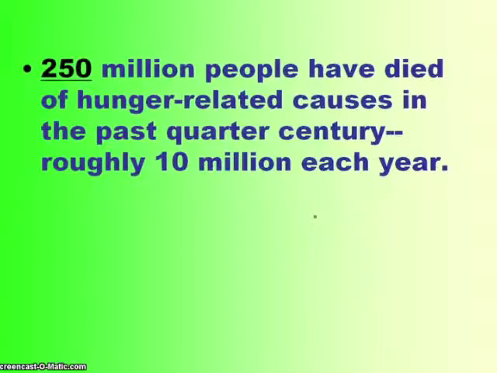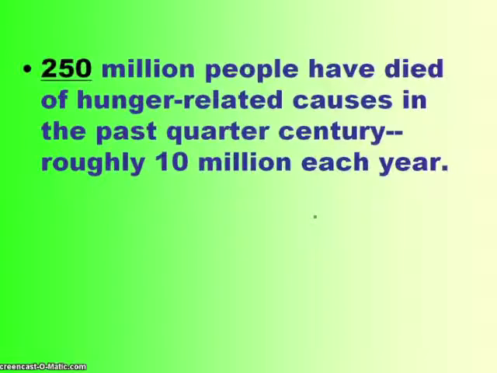Now, 250 million people have died of hunger-related causes in the past quarter century, roughly 10 million each year. So when we talk about population, not having enough food to feed the population, a lot of people are dying as a result. There's a lot of controversy with this topic because a lot of people will ask, what's the ethics of it? Are people really dying because they're not getting enough food, or is the food that we produce just not getting to the right people?